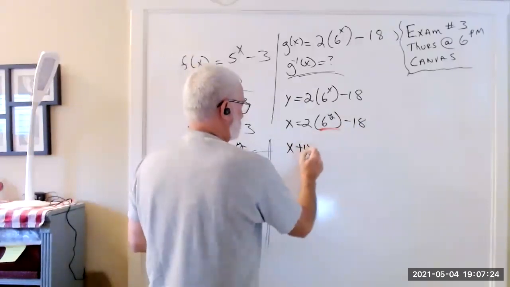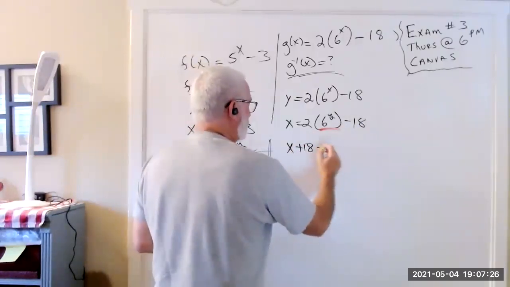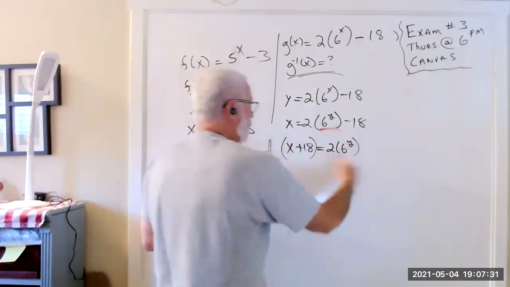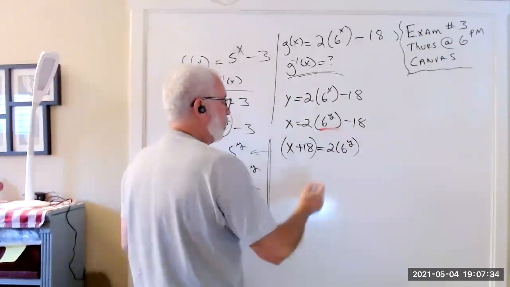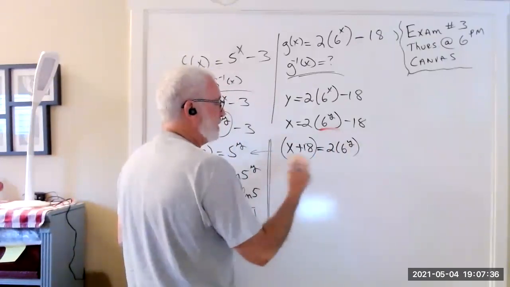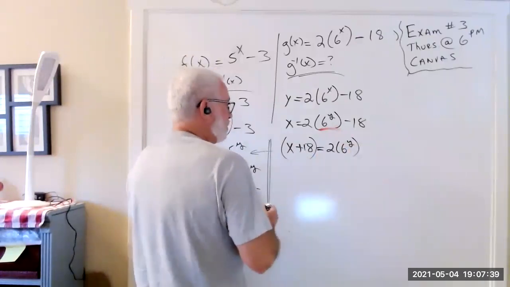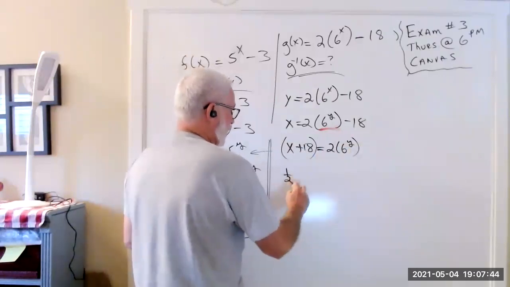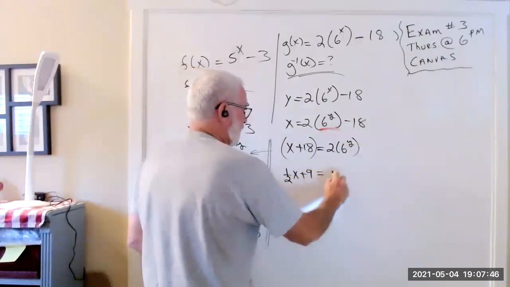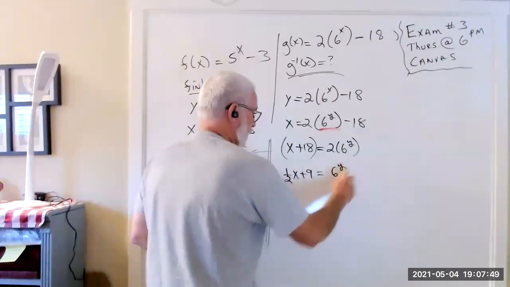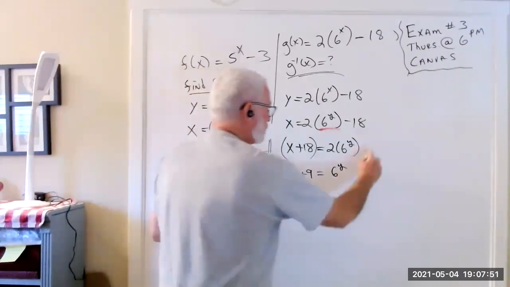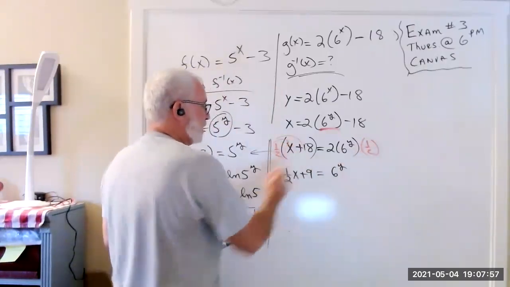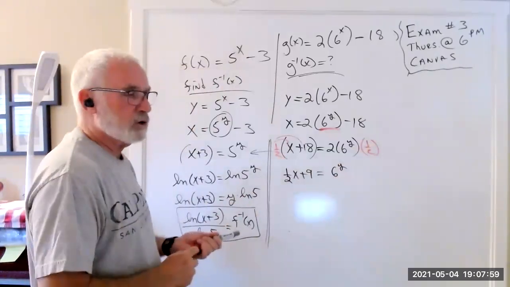x plus 18 equals 2 times 6 to the y. We want to divide both sides by 2 or multiply by a half. It might be cleaner to say multiply by a half. So 1/2 x plus 9 equals 6 to the y power. I chose to multiply each side by a half and distribute it in. It's just a little bit cleaner.